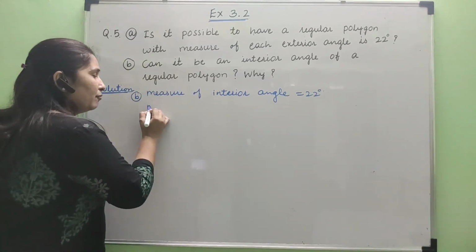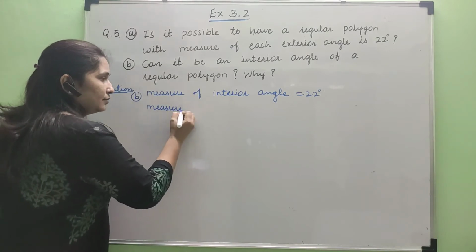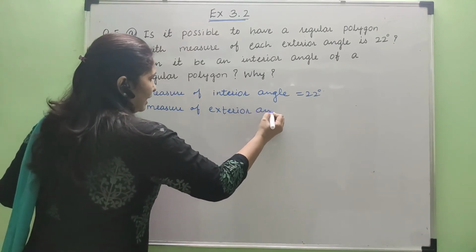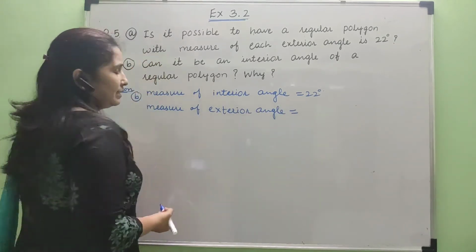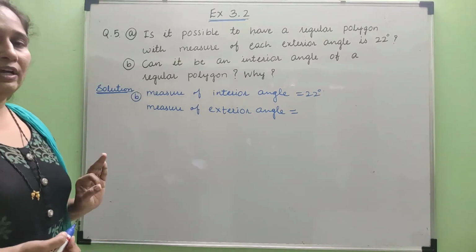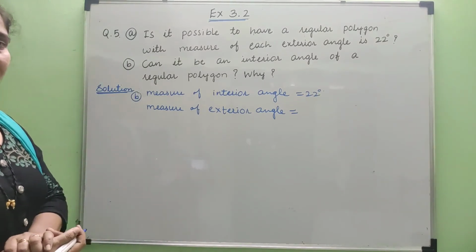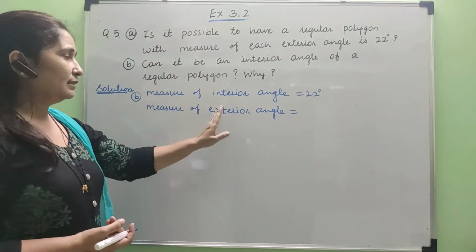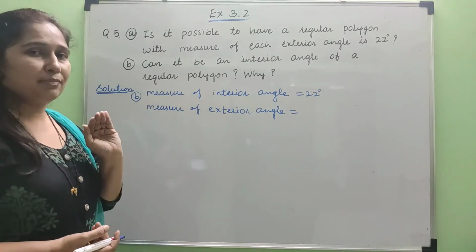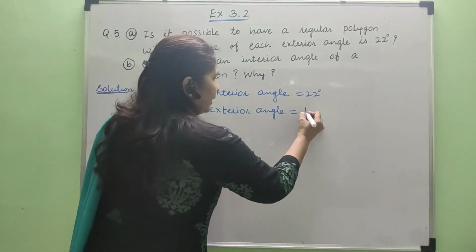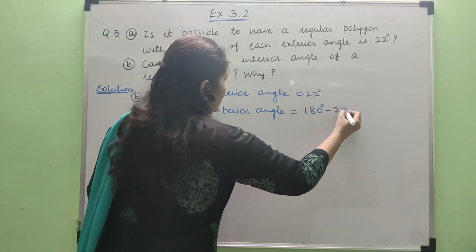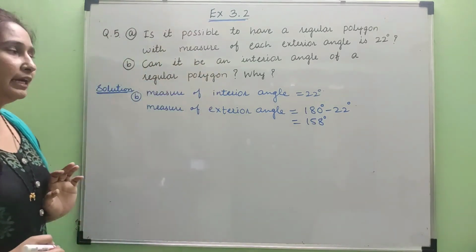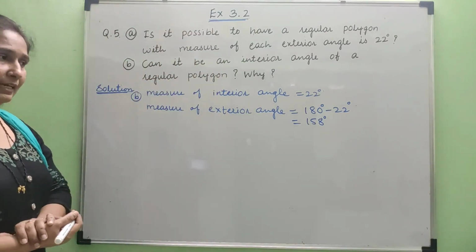So what will be the measure of the exterior angle then? We know that the sum of the interior angle and the exterior angle is 180 degrees. So this property we are going to use here. To find the measure of the exterior angle, we subtract 22 from 180 degrees. 180 degrees minus 22, we get 158 degrees. This is the measure of the exterior angle.